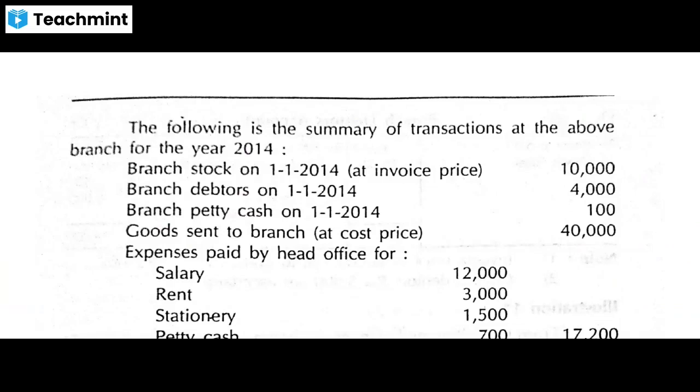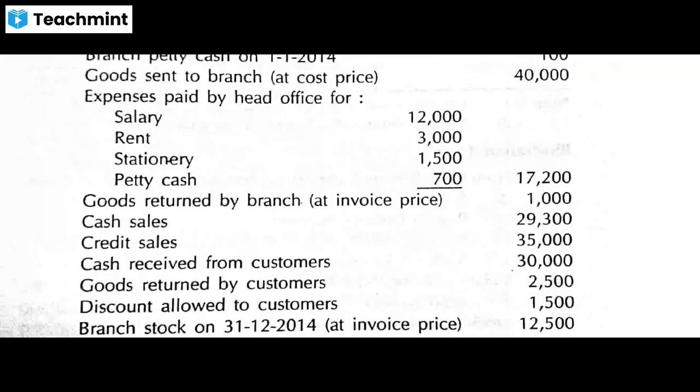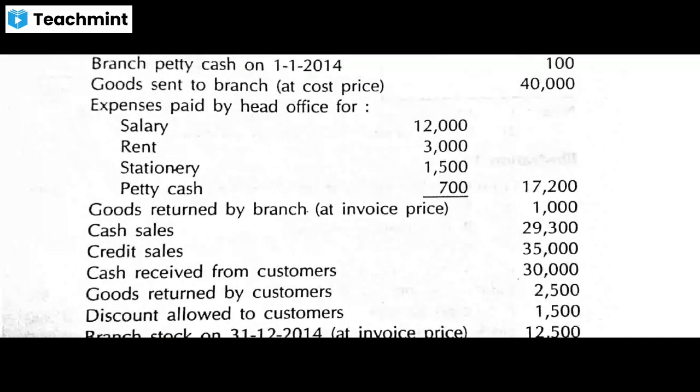Okay, expenses paid by head office: for salary 12,000, rent 3,000, stationery 1,500, petty cash 700, total 17,200. Goods returned by customers at invoice prices 1,000.